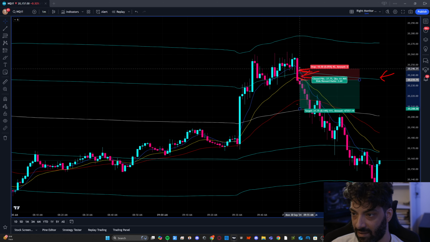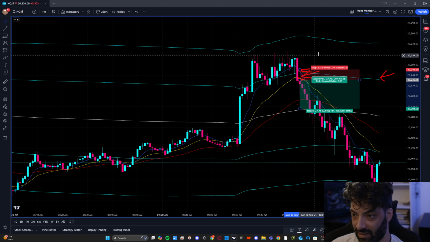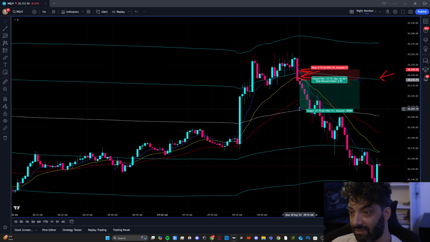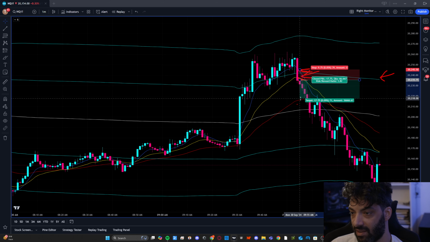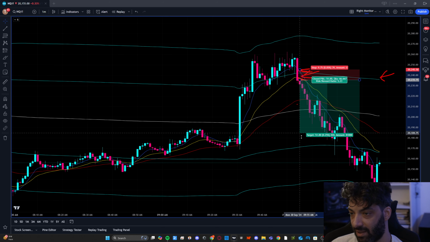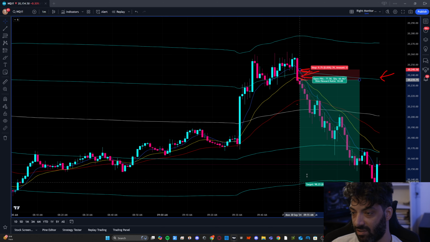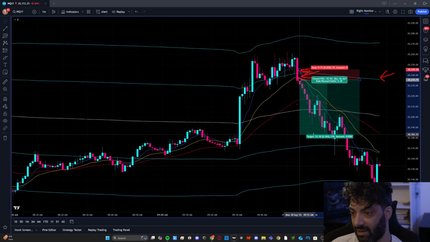I typically try to give it 10 points at least when I'm opening a trade, especially if I have a good entry. If I don't have a good entry, I might have to give it a little bit more. And then you can see how this trade would have played out. Again, I would be targeting half that range, and so wherever that ends up landing, right?